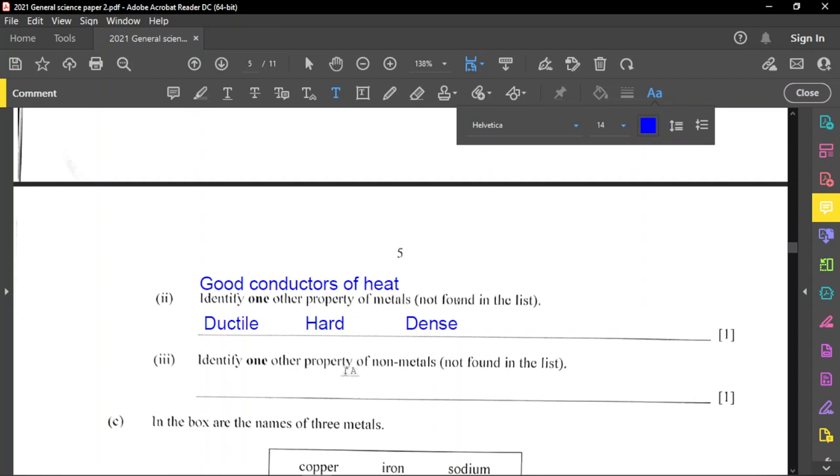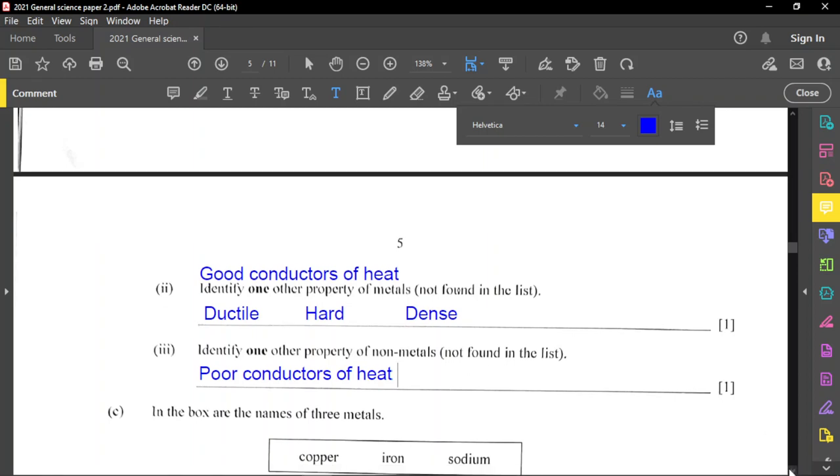Identify one other property of non-metals. Non-metals here, they are poor conductors of heat. That was not mentioned. That's why you can use a wooden spoon to cook with and you do not get burned. They are poor conductors of heat. Again, they tend to be softer than metals. They are less dense as well. So those are some extra properties we can mention.